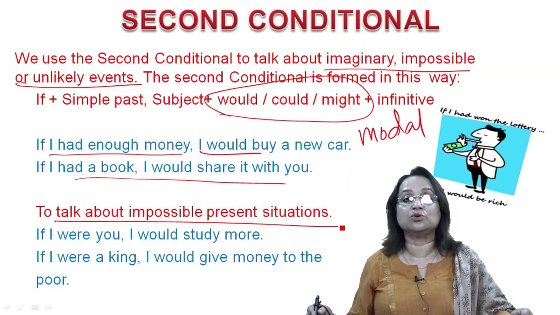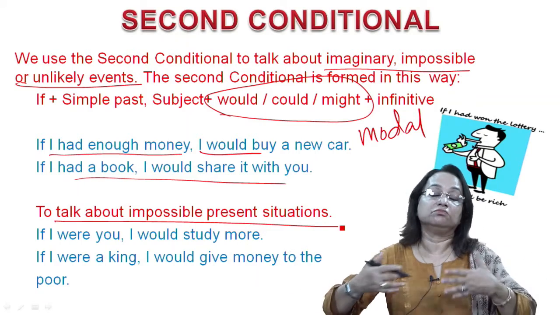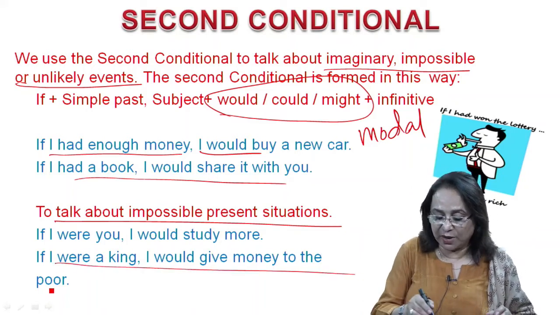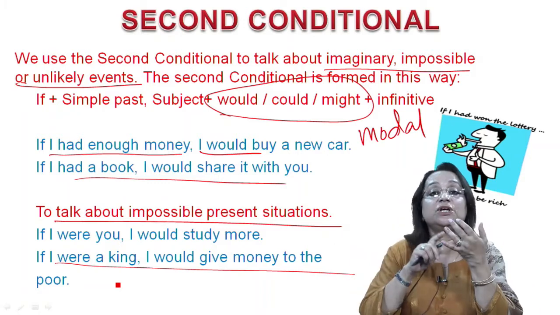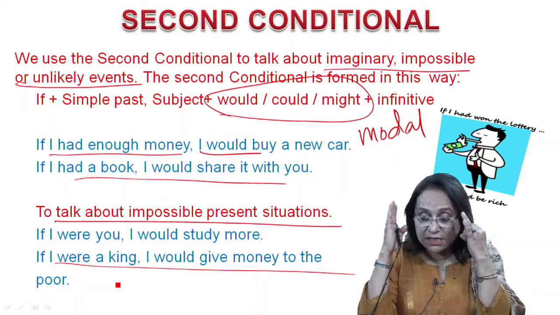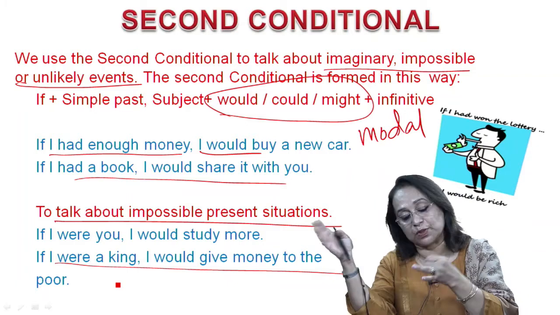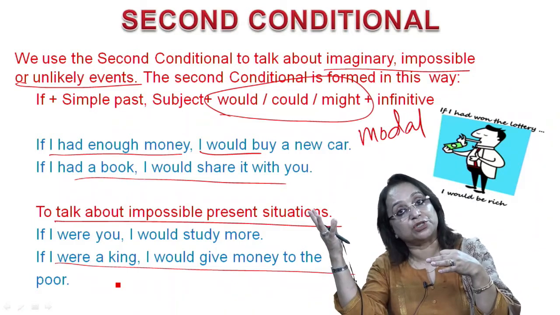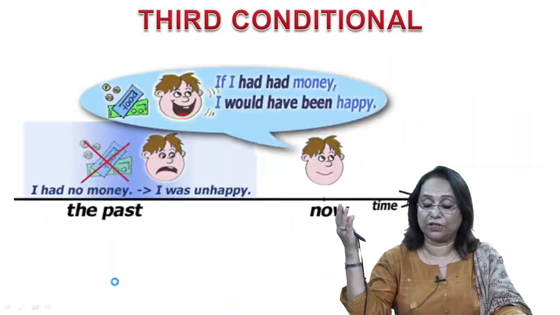If I were you, I would study more. If I were the Prime Minister of India, I would improve the education system or something like that. If I were a king, I would give money to the poor. So, that is your second conditional. So, zero conditional talks about a statement. First conditional tells you something will happen as a result of something. So, if you do this, this will happen, a result. Second conditional tells you a hypothetical situation, right? If something would happen, then this would happen, a hypothetical situation.